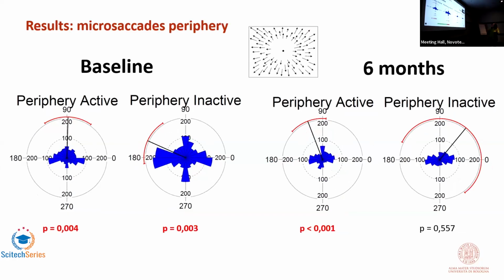The peripheral stimulus is more or less the same. They were both significant at baseline, with inactive people exploring more in a diffuse way, but exploring more of the stimulus. They were all probably curious about the stimulation. After 6 months, only active people were steady, and inactive people greatly reduced their microsaccadic activity, being generally on the other side of the mean vector.